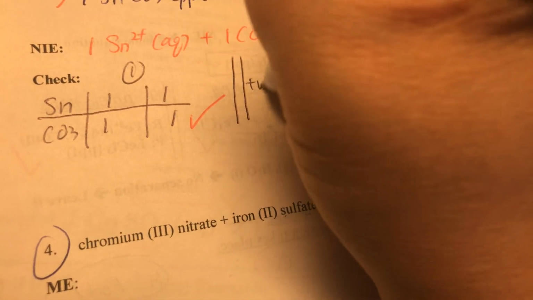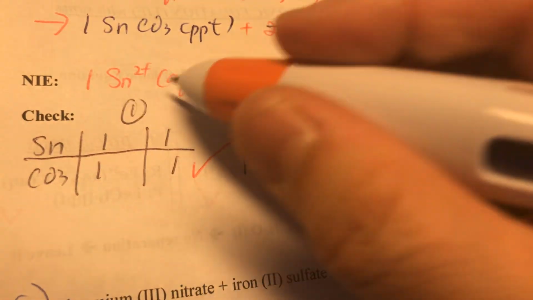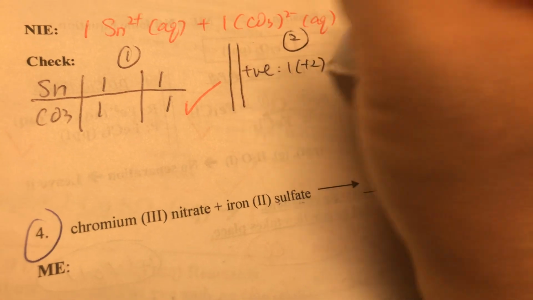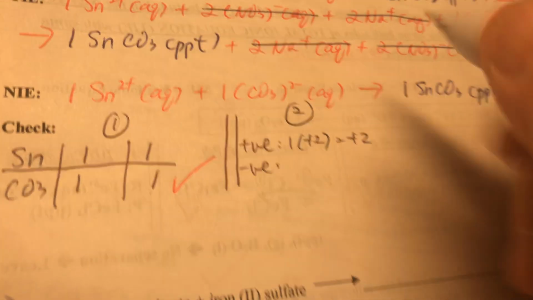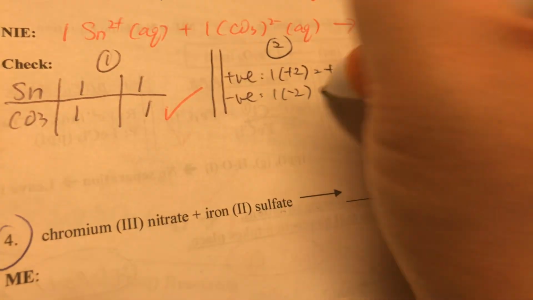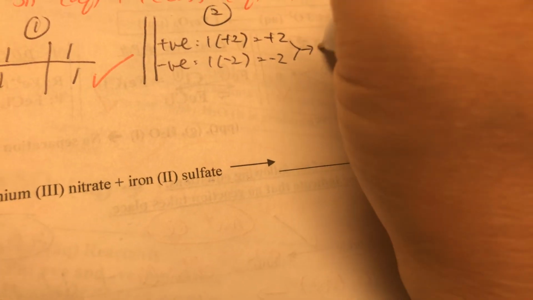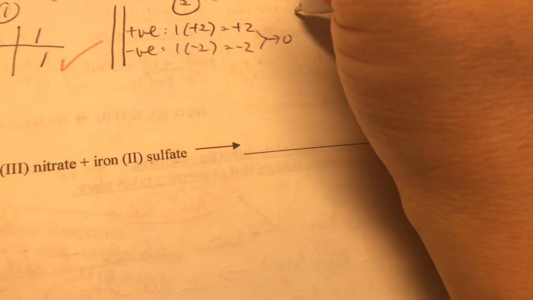Okay, what happened to the positive charge? The positive charge, I get 1 times plus 2 from the Sn. So 1 times plus 2 equals plus 2. And then for the negative, I have 1 times minus 2 from the CO3. So 1 times minus 2 equals minus 2, and they are adding up to 0, which is good. And then the 3.